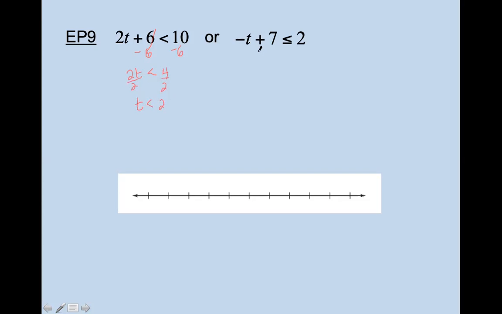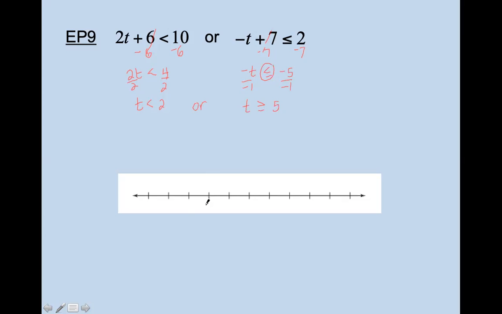All right, let's solve this one. I subtract 7 from both sides. That gives me negative t is less than or equal to 2 minus 7, which is negative 5. To get t by itself, I divide by negative 1 on both sides because I want a positive t. And because I've divided by a negative, I need to remember to reverse the inequality. So negative divided by negative is positive. So my solutions are values of t that are either less than 2 or greater than or equal to 5.